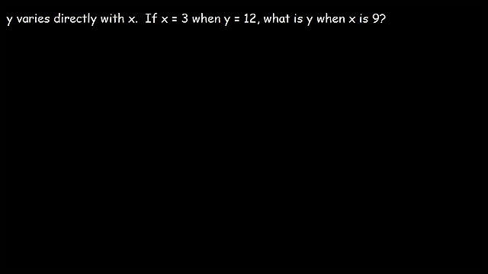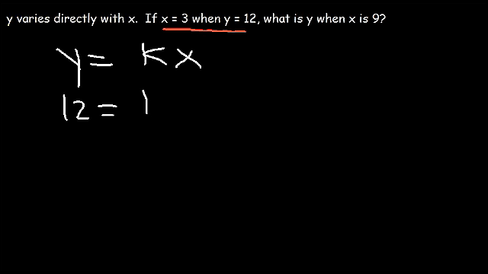So let's start with a very simple problem. y varies directly with x. So if x is 3 when y is 12, what is y when x is 9? So first, write the equation. So y is equal to kx. The next thing you need to do is solve for k. So we know that x is 3 when y is 12. So let's plug in those values.